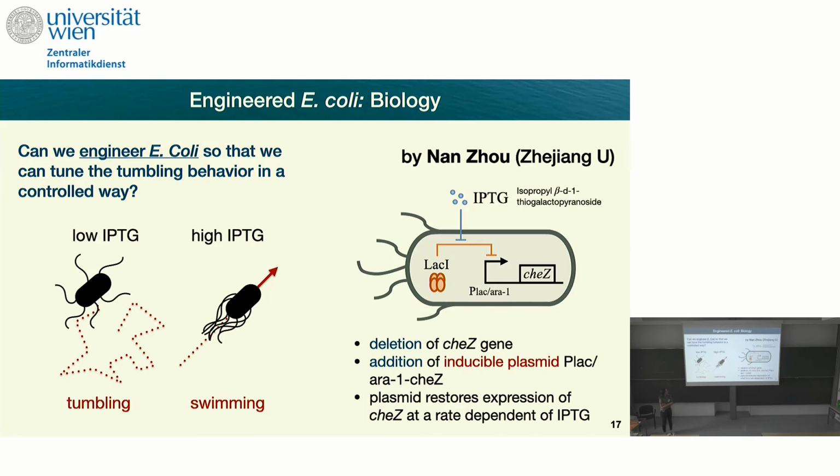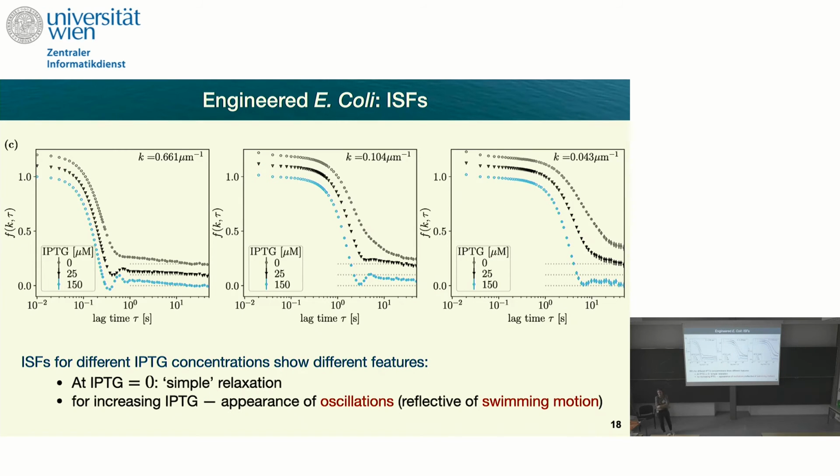To study that, we looked at the intermediate scattering functions again. Here you can see experimental results for different wave numbers. Let's just focus on this plot here. Here you can see that for different IPTG concentrations we see a change in the curves. We see that as IPTG increases, we actually start seeing these oscillations, and that is a fingerprint of the active motions of the cells. And for IPTG 0, we essentially see a relaxing exponential, which is reflective of simple diffusive behavior.